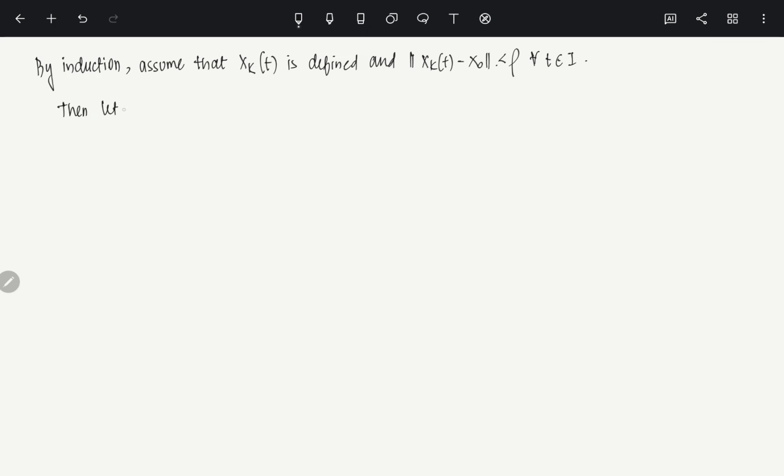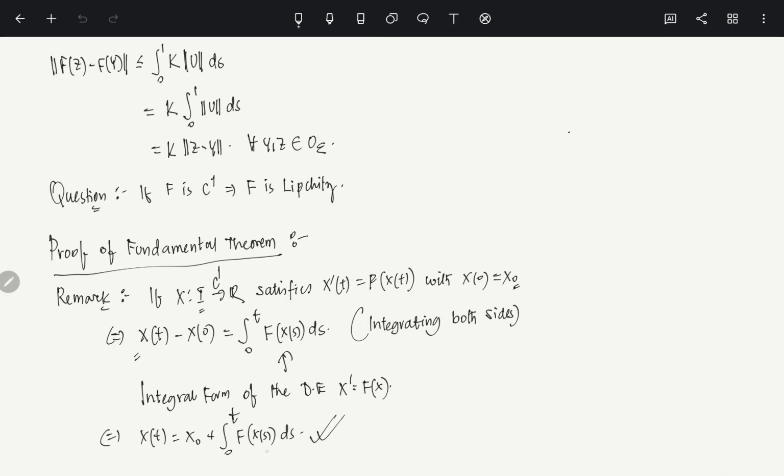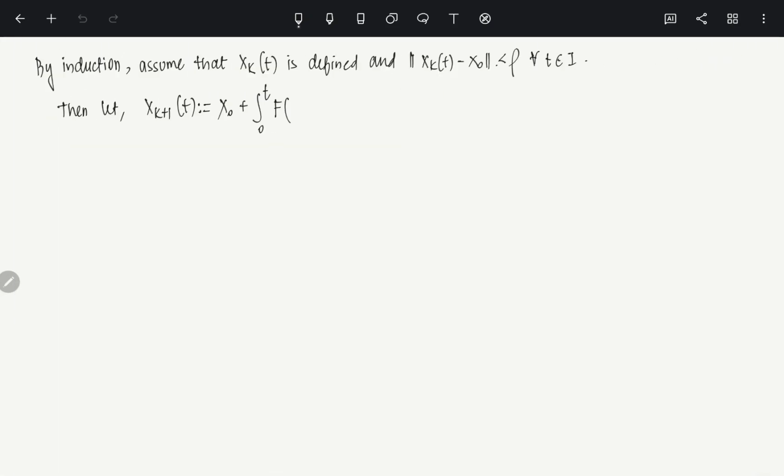let us define xk plus 1 of t as x naught plus the integral from 0 to t of f of xk of s ds. This is our definition, the k plus 1 Picard iterate. I want this to converge to the solution, so I will use the earlier function which is available to us, which is xk. Clear?